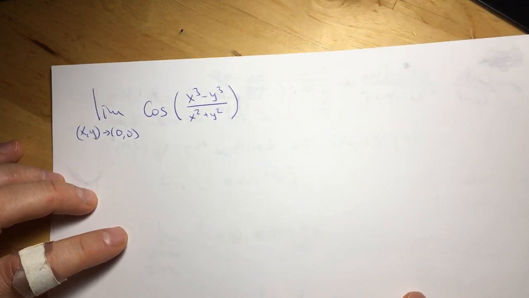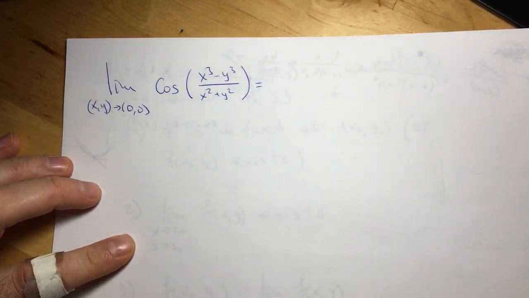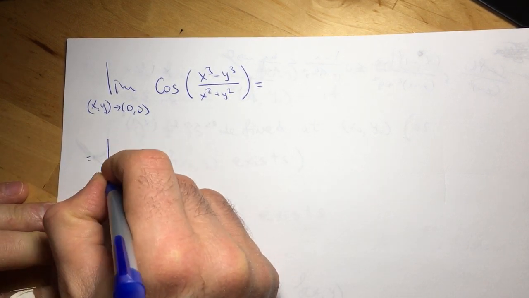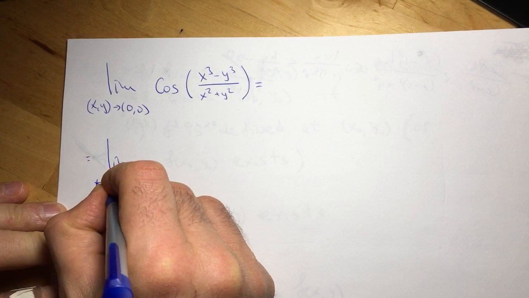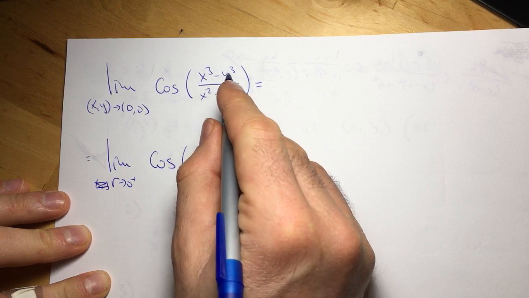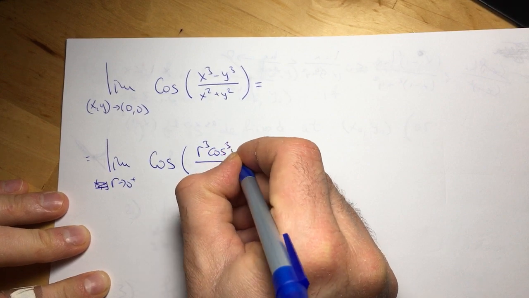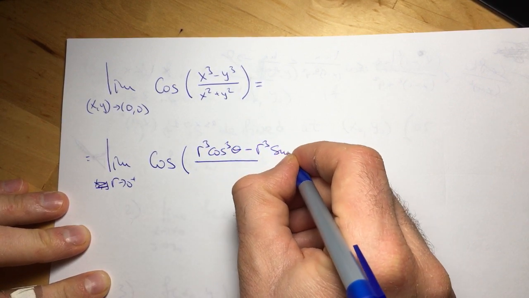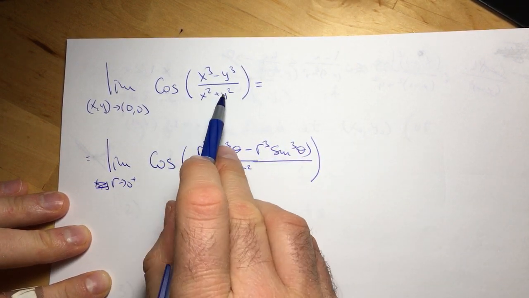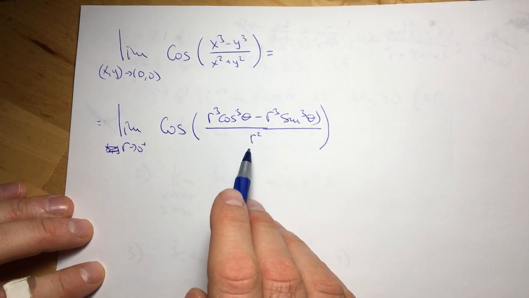And the last example, the last limit we're going to solve, is by using polar coordinates. This is equal to the limit as r approaches 0 from the right of, so x cubed minus y cubed is going to be r cubed cosine cubed of theta minus r cubed sine cubed of theta, over r squared, right? x squared plus y squared is r squared. We already talked about this. Now I can simplify this expression here.